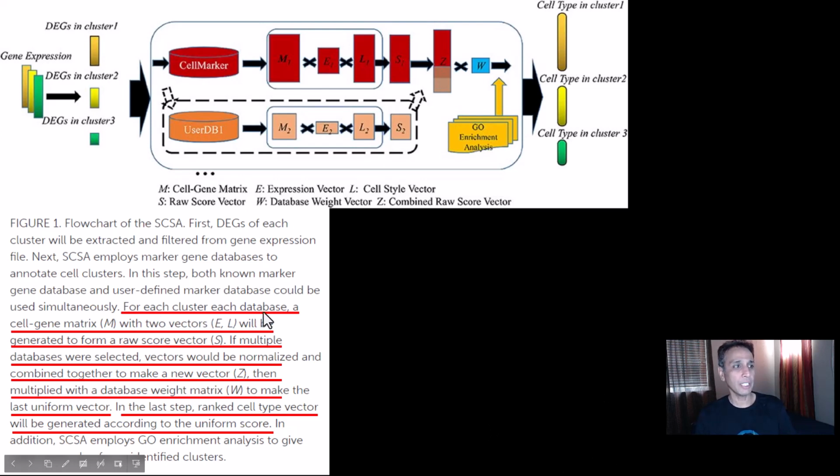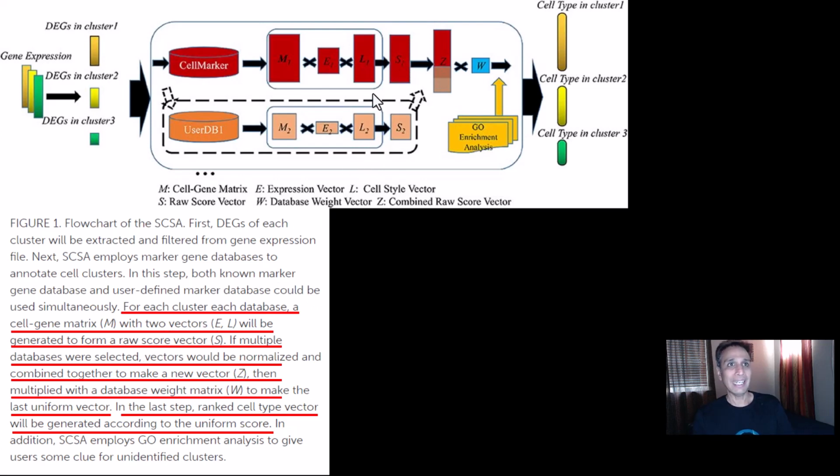For each cluster, each database, a cell gene matrix with 2 vectors will be generated to form a raw score. So you can see a raw score is formed right there. So you have your cell gene matrix right there, and those are the 2 vectors that are generated to form this raw score, what they call S1.